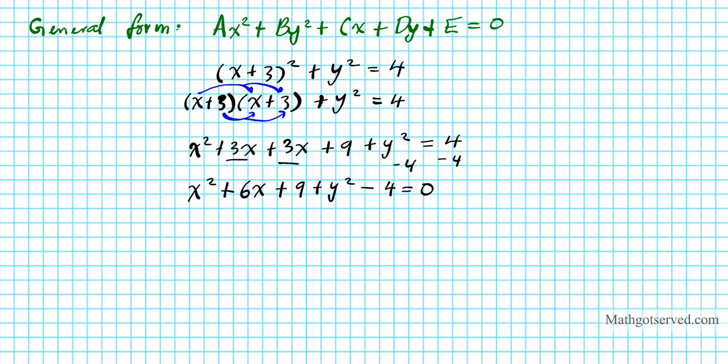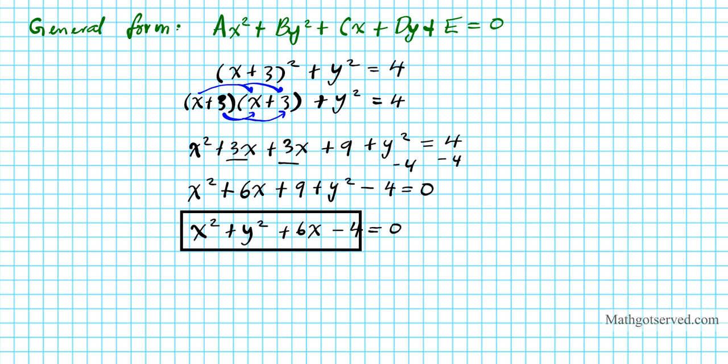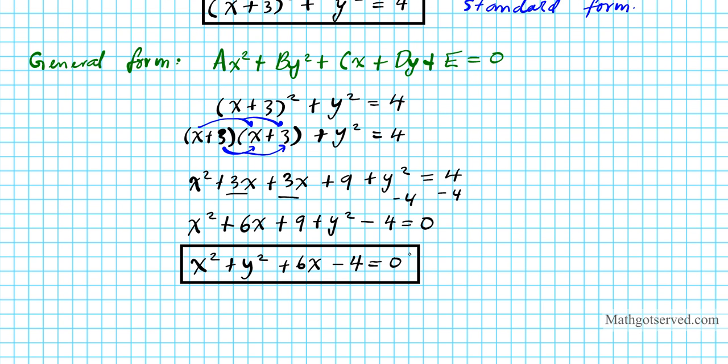Okay, so now we can start organizing stuff following this format right here. So the squares go first, with the x coming first, so we have x squared plus y squared, and then the x term comes next with 6x. Now there's no first degree y term, so you can drop that. Plus 9 minus 4 equals 0, and that's it. That gives you your general form. Okay, so this is the general form.